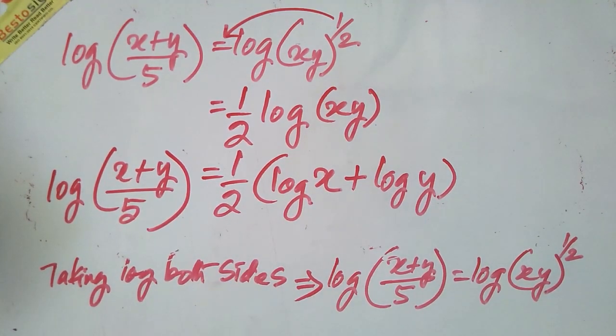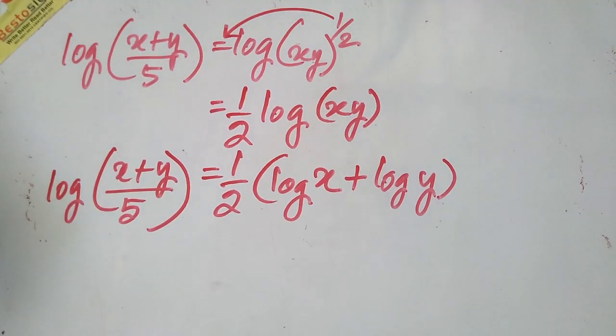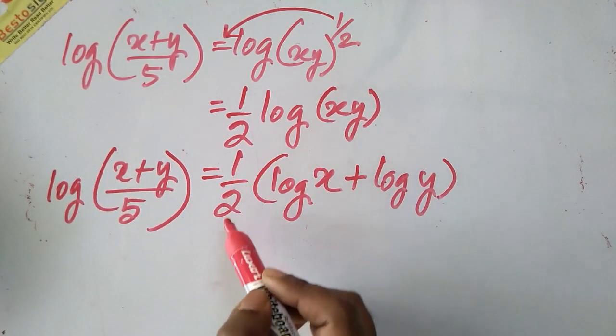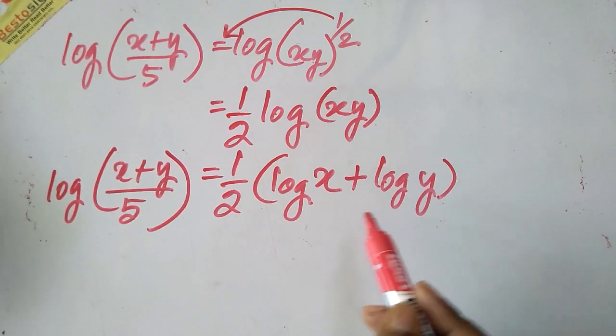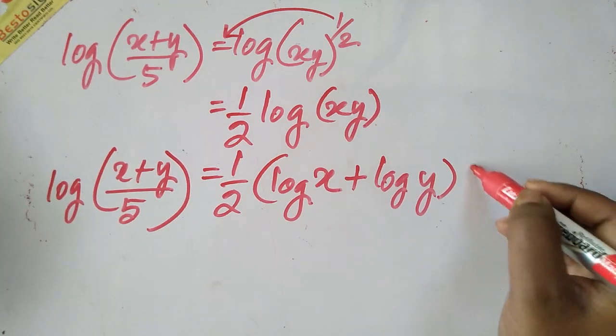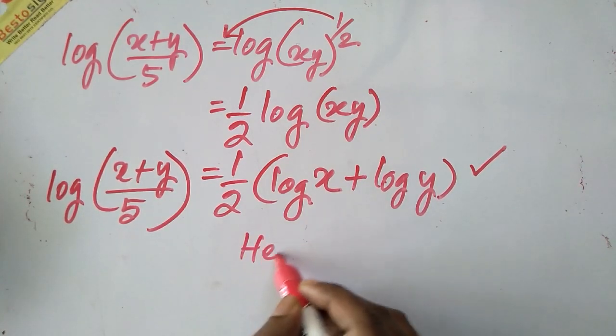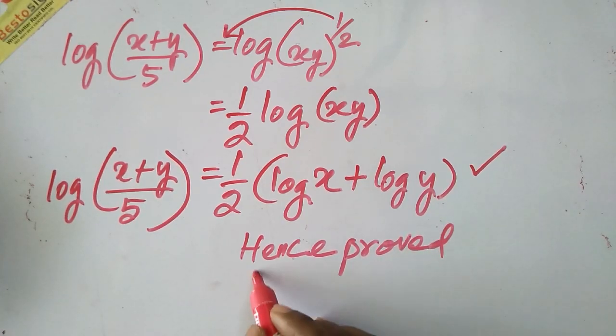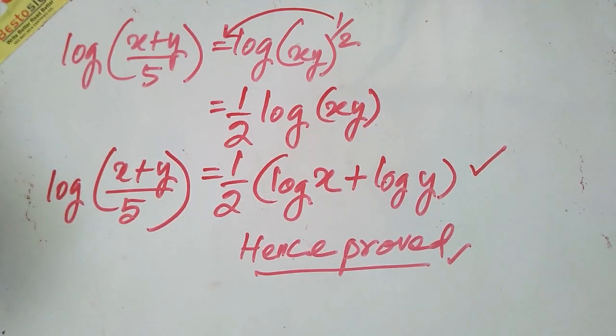Okay, now if you look into the question, this is what we have to prove, that log x plus y by 5 is equal to half log x plus log y. Right, if you look into the question, this is what we have to prove, and so we have proved this, and then you can write it as hence proved, right? Hence proved. So we have solved this question 12a. 12b you can do as your homework.